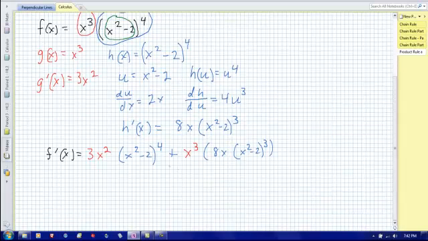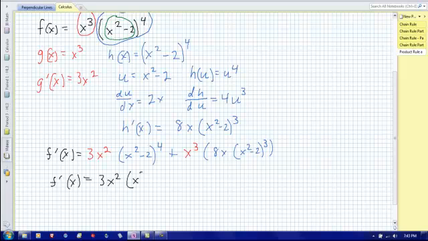Okay, so let's clean this up a little bit. So f prime of x is equal to 3x squared times x squared minus 2 to the fourth. We can put this 8x and this x cubed together, so we get 8x to the fourth times x squared minus 2 cubed.